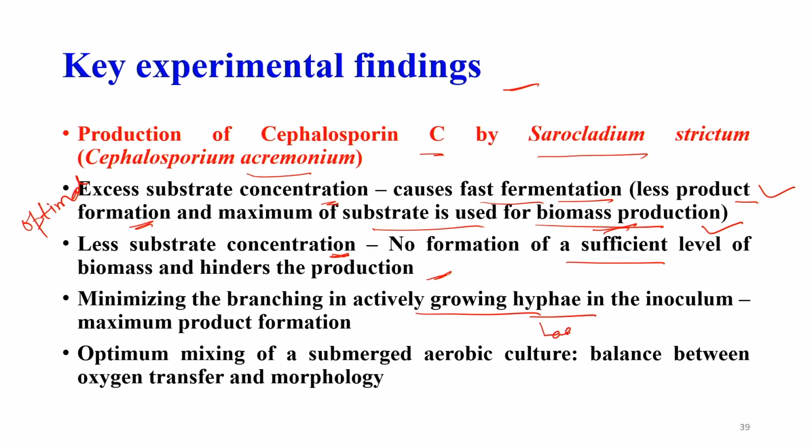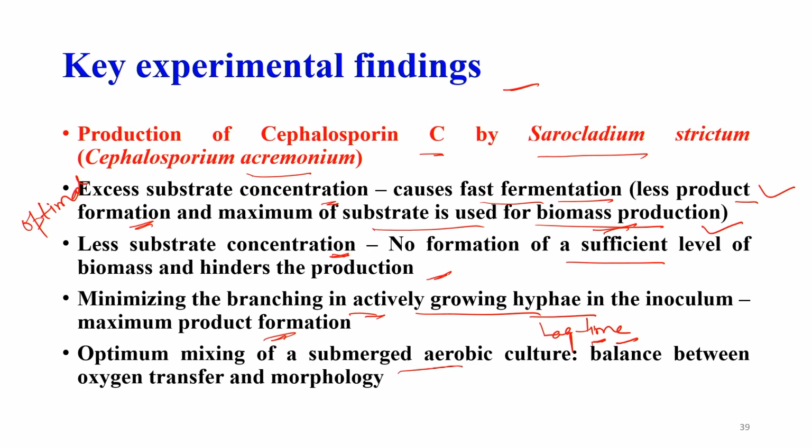So, here you have to compromise. With smaller branching, lag time is increased; with more branching, it adversely affects product formation. So, there should be an optimum condition of the inoculum, so that this lag time can be minimized, as well as we get the optimum product formation.